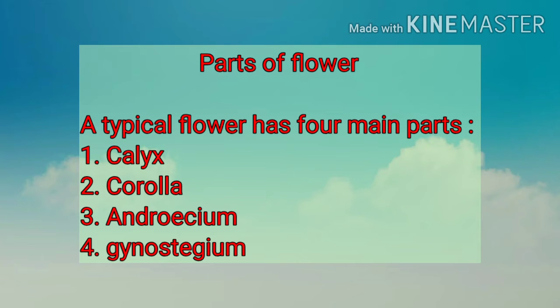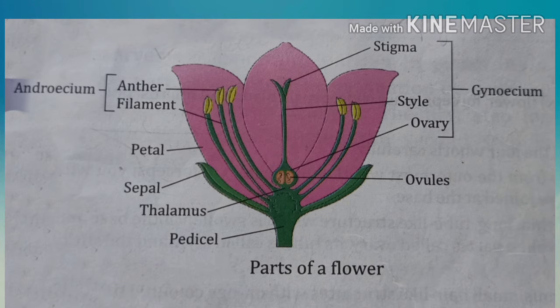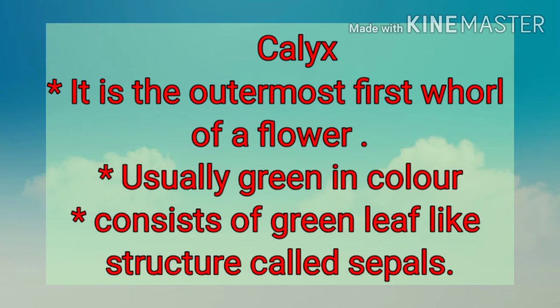The parts of a flower. A typical flower has four main parts: calyx, corolla, androecium and gynoecium. Gynoecium has stigma, style and ovary, and androecium has anther and filament. Now we discuss about calyx.